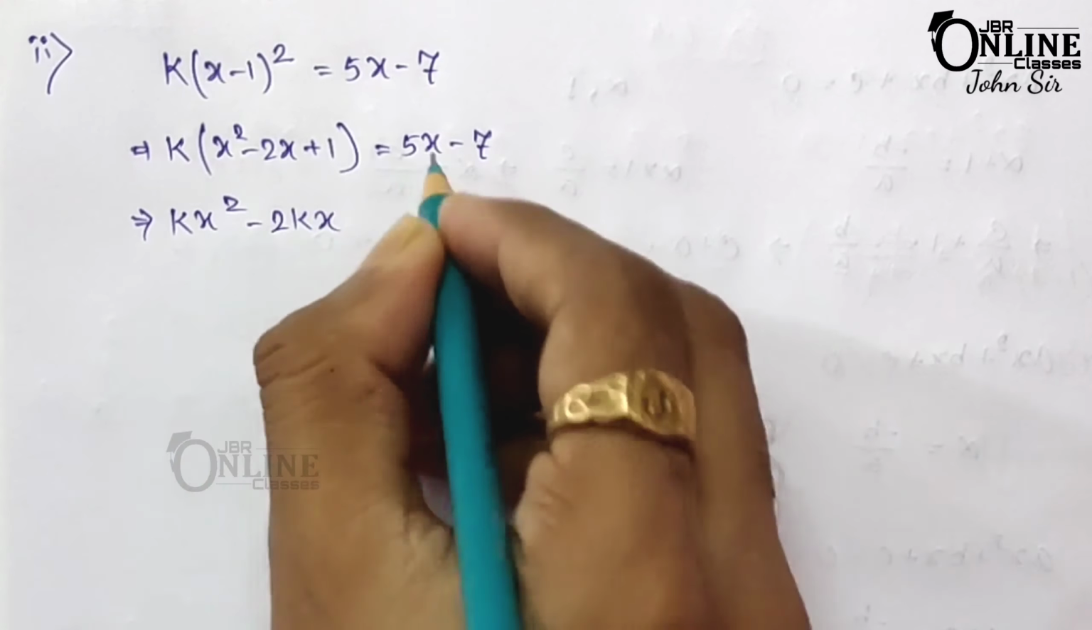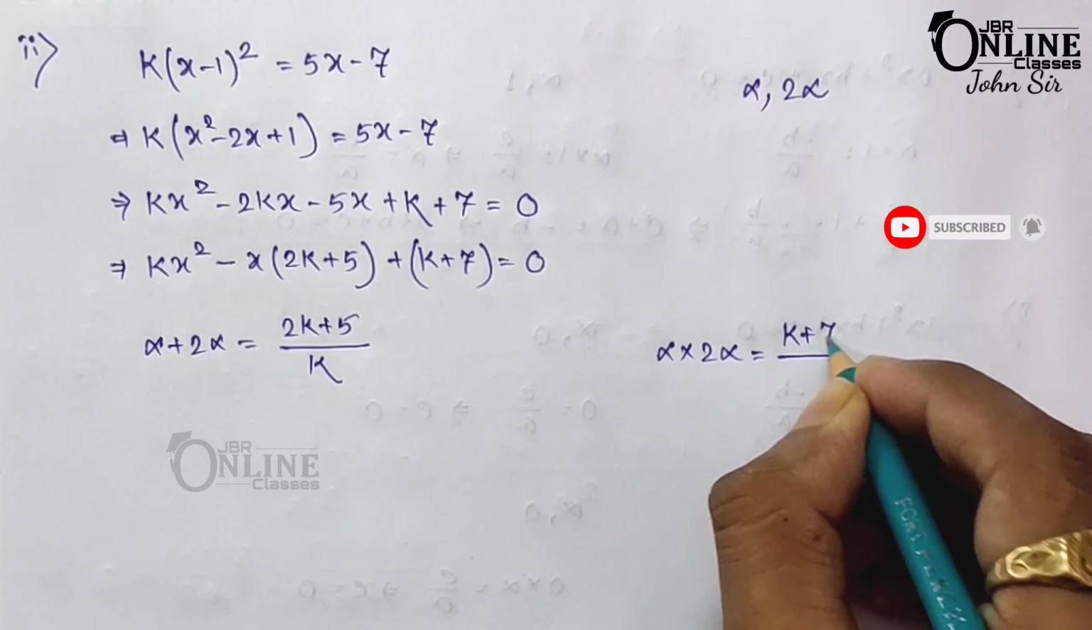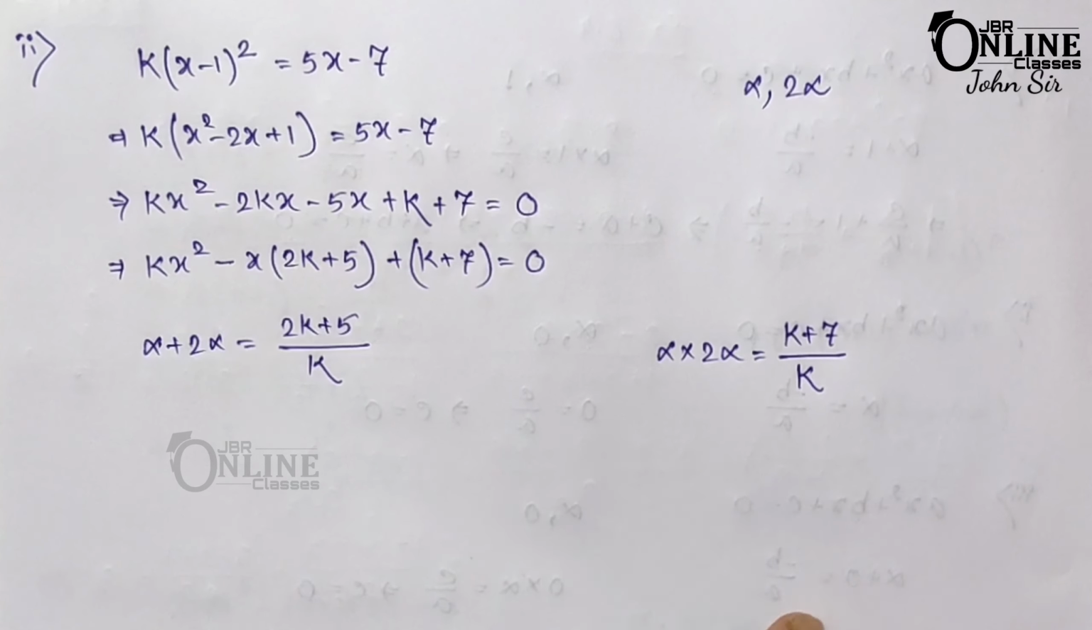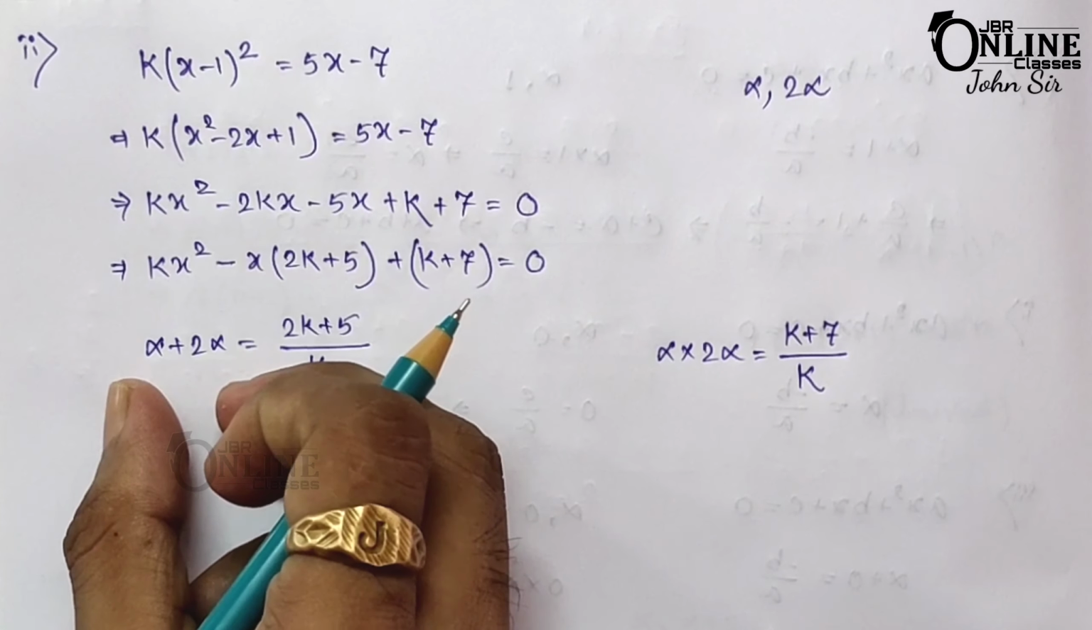So now kx square, and here if x will be common, it becomes 2k plus 5, then k plus 7. That means the value of a equals k, the value of b equals 2k plus 5, and the value of c equals k plus 7. If the first root is alpha, then the second root will be 2 alpha. So now alpha plus 2 alpha equals minus b, so here 2k plus 5 divided by k, and alpha into 2 alpha equals k plus 7 divided by k. So here is the sum of the roots and here the product of the roots.